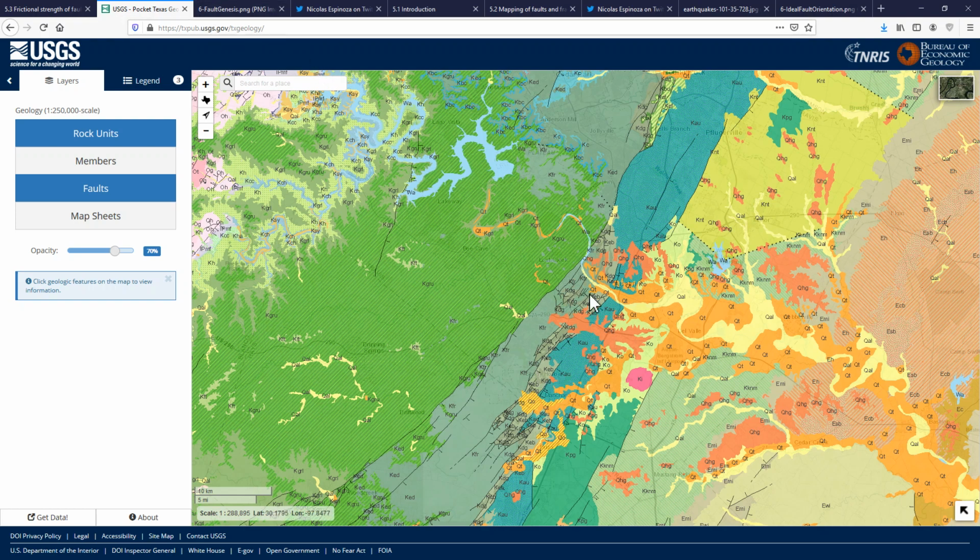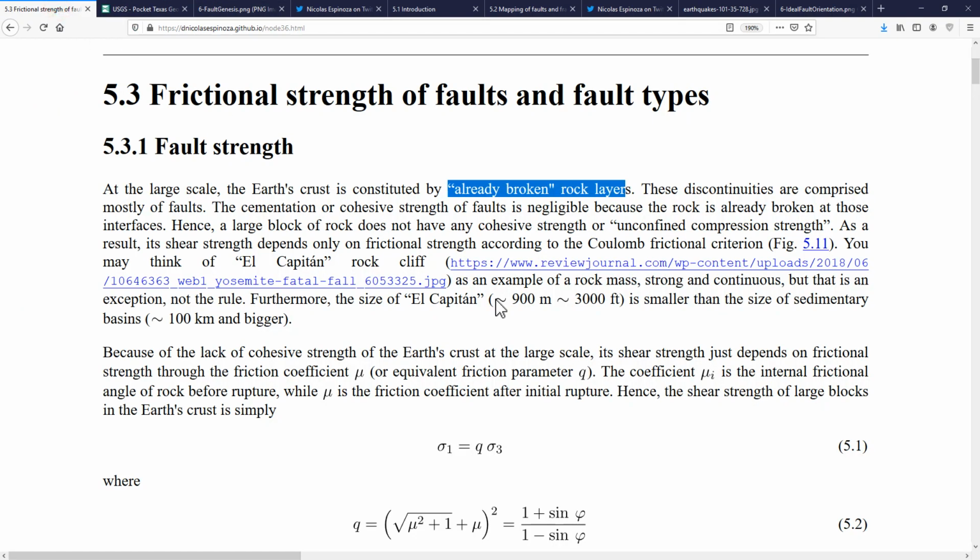Okay, so how do these faults form? Why do they have the strike that we see here? What is the depth of these faults? This is what we're going to answer now. And the answer to that is related to the shear strength of geological materials.